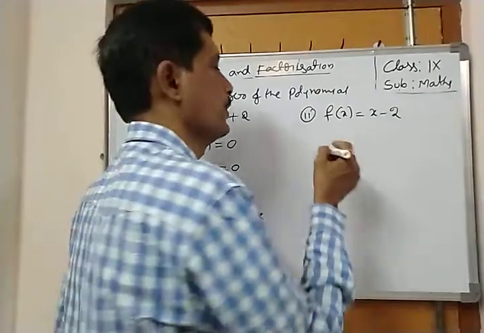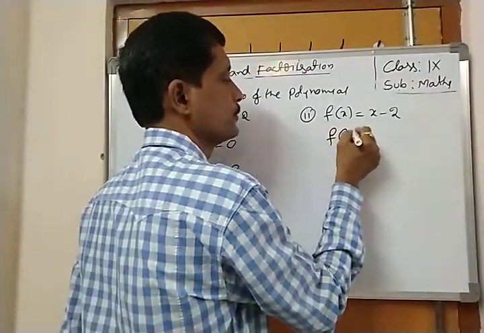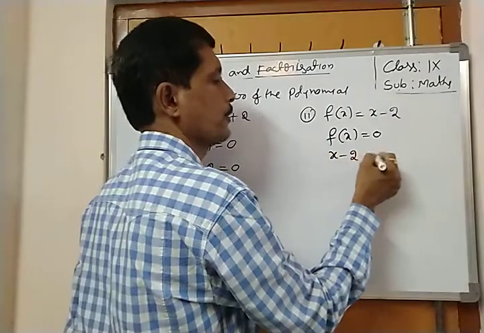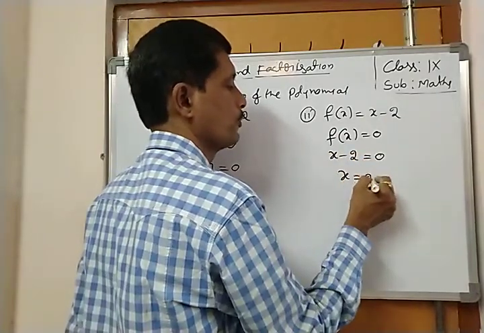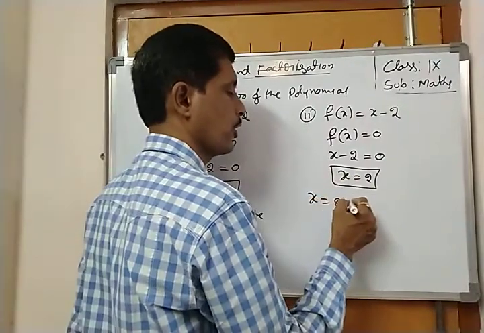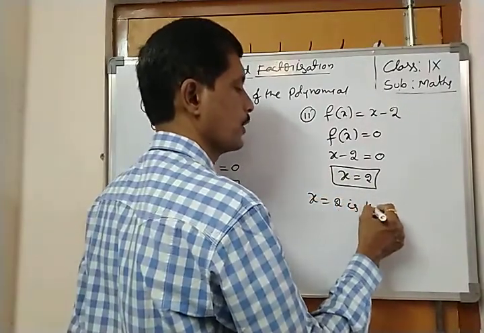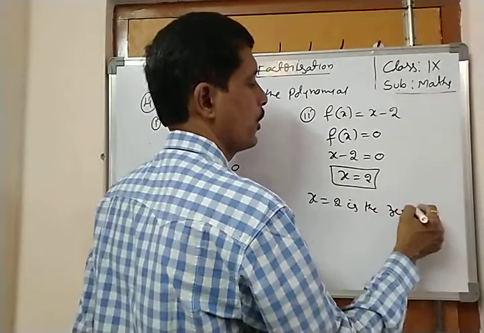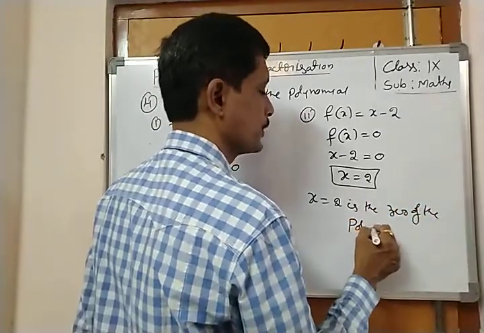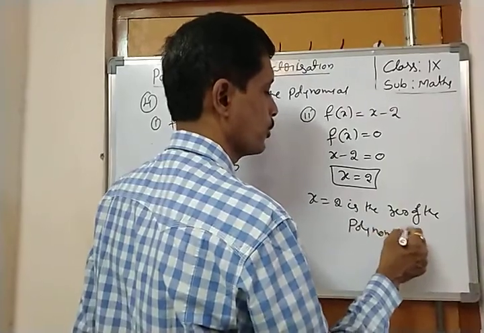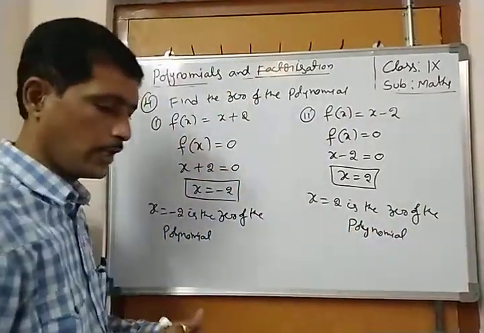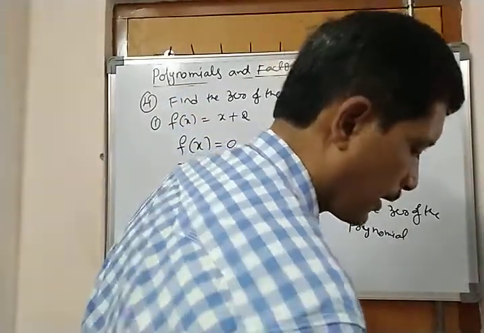Here also the same. F of x equals 0. Therefore x minus 2 equals 0. X equals 2. Therefore x equals 2 is the 0 of the polynomial. 0 of the polynomial means that is the solution of the polynomial. Next one.